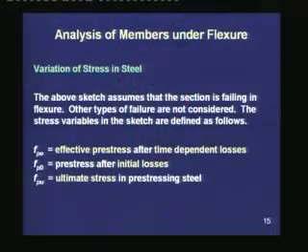The above sketch assumes that the section is failing in flexure. Other types of failure are not considered here. The stress variables in the sketch are defined as follows. Fpe is the effective prestress after long term time dependent losses, Fp0 is the prestress after initial losses, and Fpu is the ultimate stress in prestressing steel corresponding to the ultimate capacity of the member.